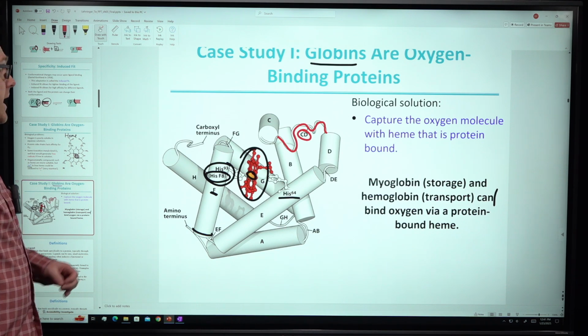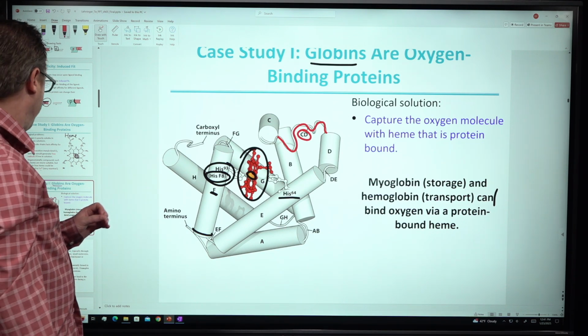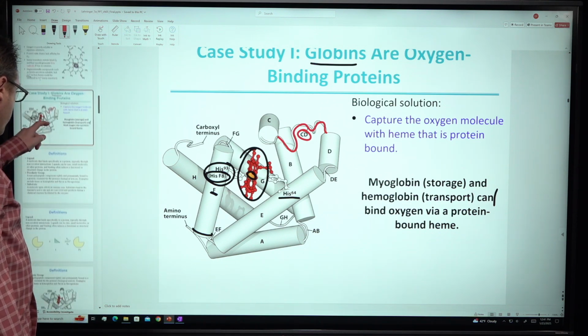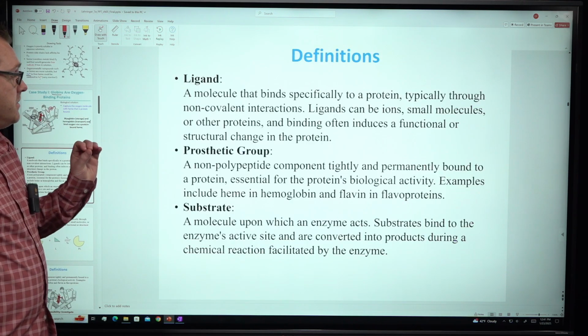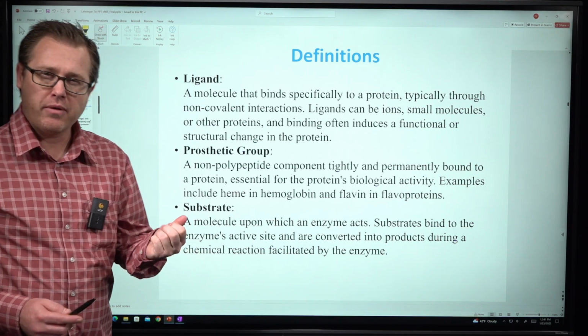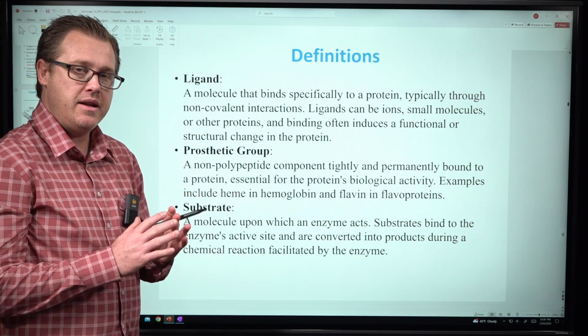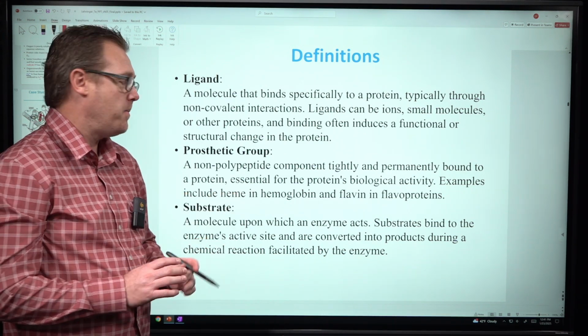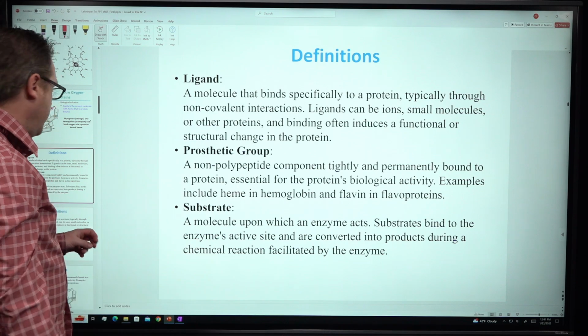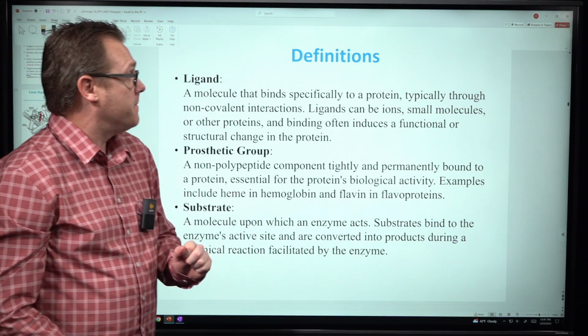So before we go any further, I want to go over some definitions. And here are the 3 words that I want you guys to understand and differentiate between one another. And we'll look at these one at a time.